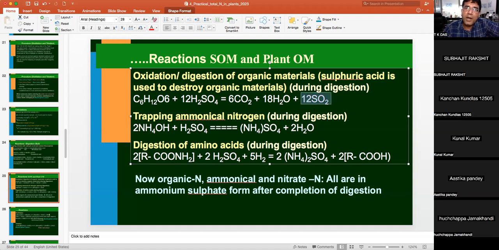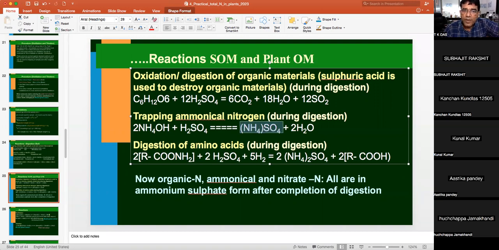That means organic matter is broken down, and then ammoniacal nitrogen is trapped. Ammoniacal nitrogen was there in the soil sample, so it can be easily trapped. Ammoniacal nitrogen can directly react with H2SO4 and it will come into ammonium sulfate.